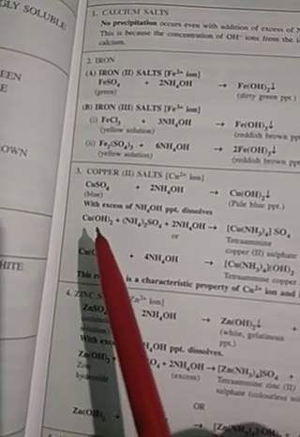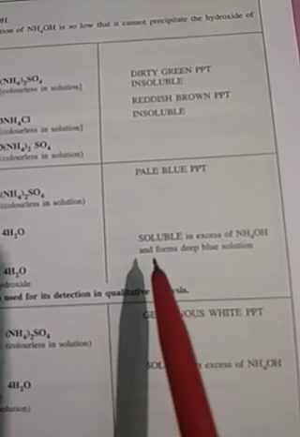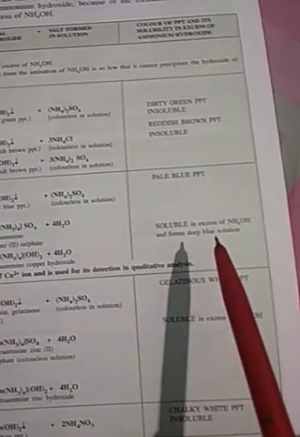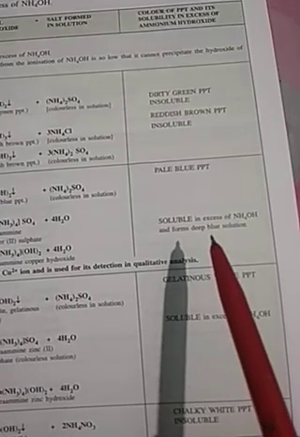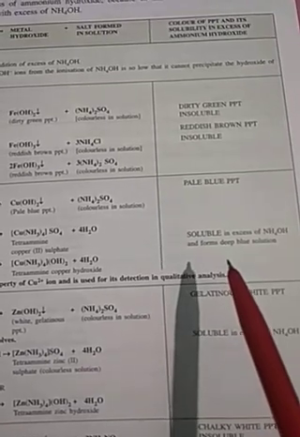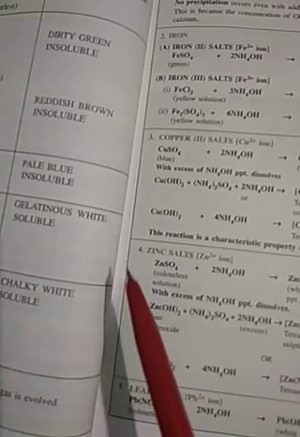Copper hydroxide, see here the color of the precipitate, it will dissolve in excess of ammonium hydroxide and form a deep blue solution. Deep blue solution means inky blue solution. We can use either dark blue or even the words inky blue solution. Zinc, the precipitates, it is the same thing. You have to get it by heart.